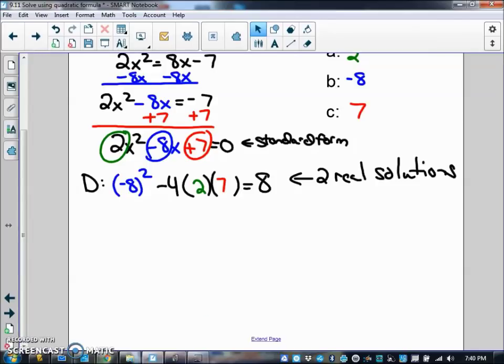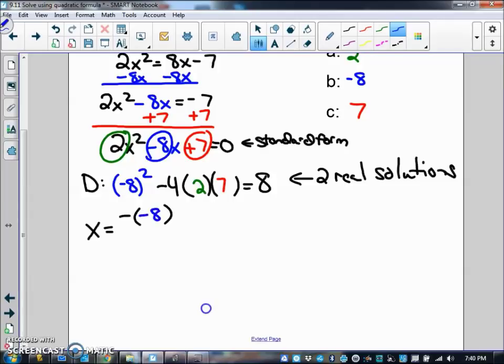Now, 8 is not a perfect square, so when I create my quadratic formula, I have negative of b, where b is negative 8, plus or minus the square root of 8, my discriminant, over 2 times the value of a, which is 2. This, of course, will become positive.